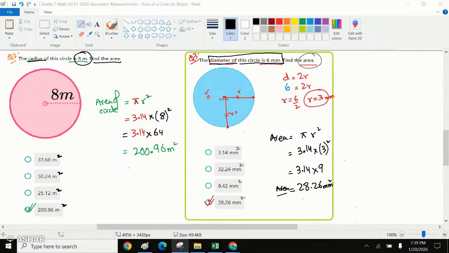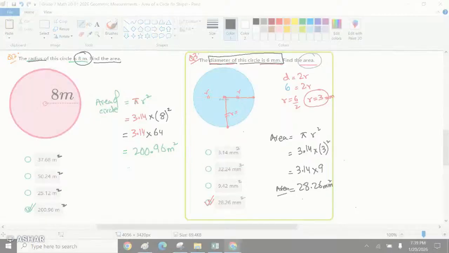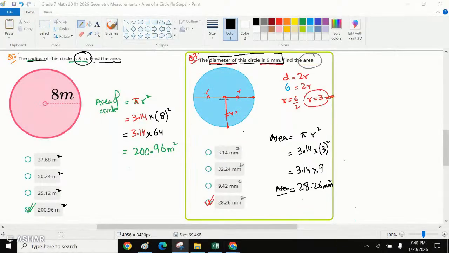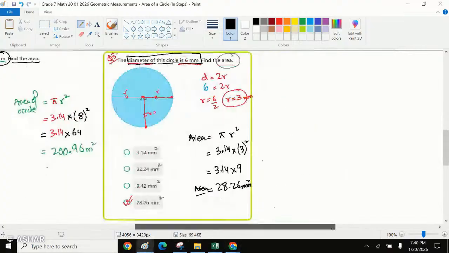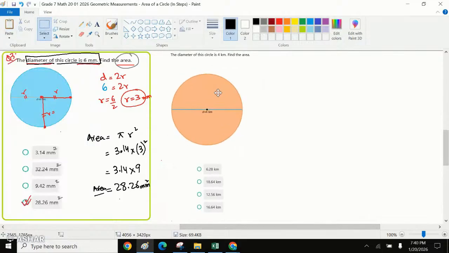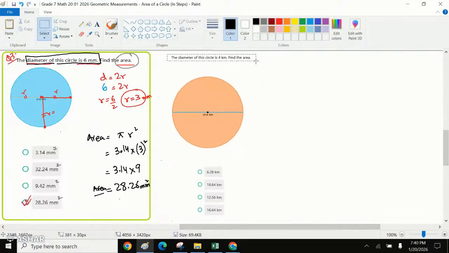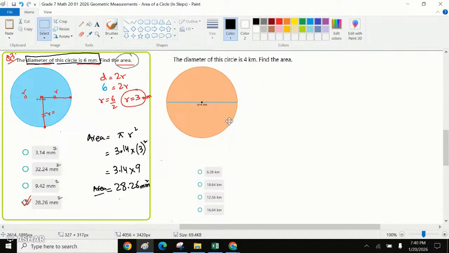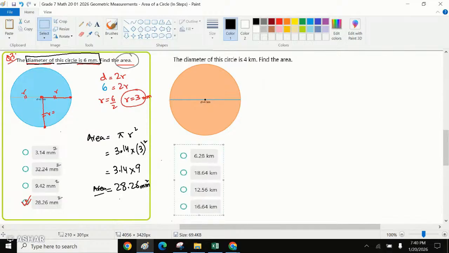Okay. For the next question, it says the diameter of a circle is 4 kilometers. The value of the diameter is given to us in question number 4, and what they are asking us is to find the area. Let's put it up over here. Let's highlight the answers. What we are missing is the squares, so we simply put up the squares. It's just a misprint. So question number 4: diameter is given, find the area.